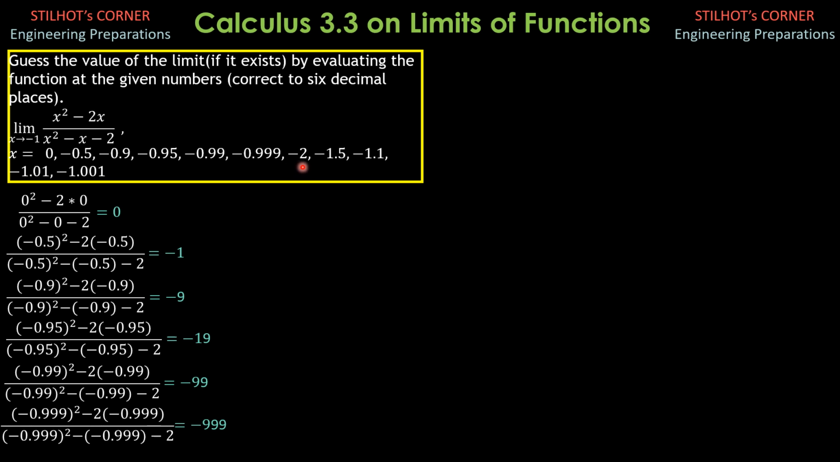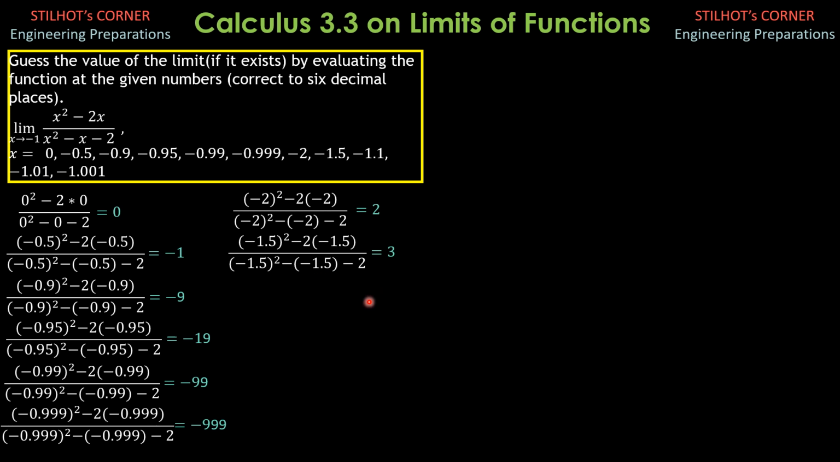Then at -2, just to the left, (-2) squared minus 2 times -2 over (-2) squared minus (-2) minus 2, it is equal to 2. Then at -1.5, (-1.5) squared minus 2 times -1.5, over (-1.5) squared minus (-1.5) minus 2, it is 3. So it is positive. At -1.1, (-1.1) squared minus 2 times -1.1 over (-1.1) squared minus (-1.1) minus 2, it is equal to 11.